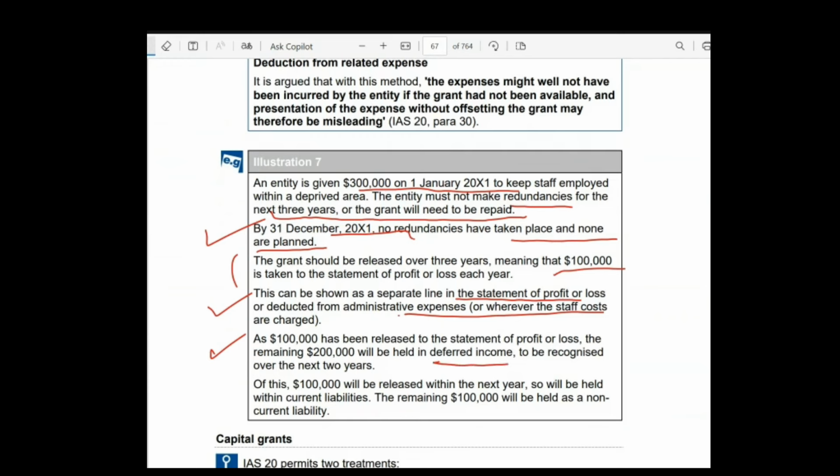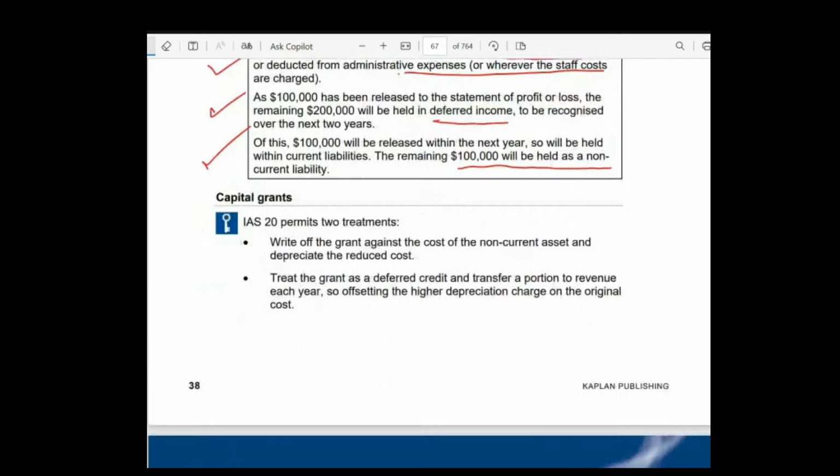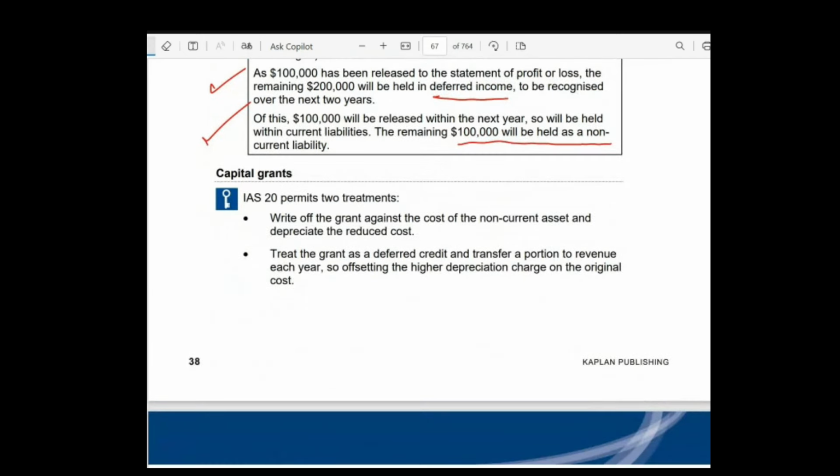How are capital grants treated? Grants for the purchase of non-current assets should be recognized over the expected useful life of the asset, like other normal assets. If you buy machinery and the useful life is 10 years, it is divided by 10. IAS 20 permits two treatments. Both treatments are equally acceptable and give a fair representation.